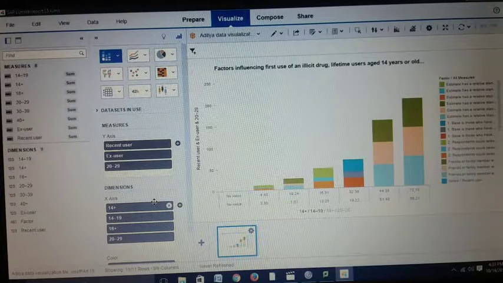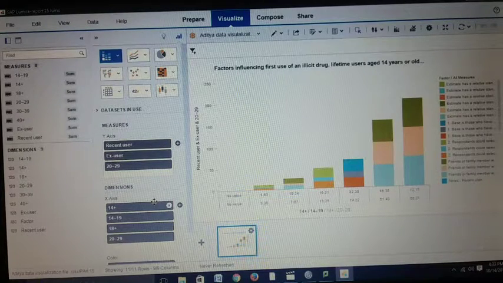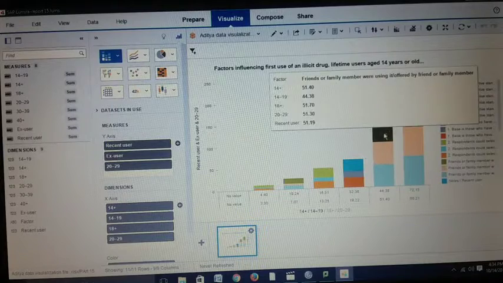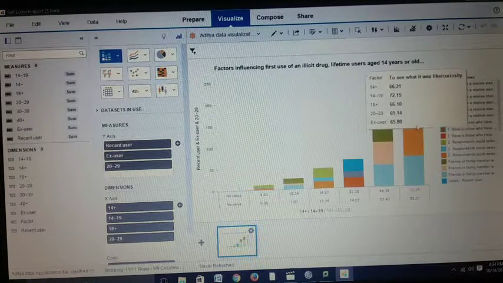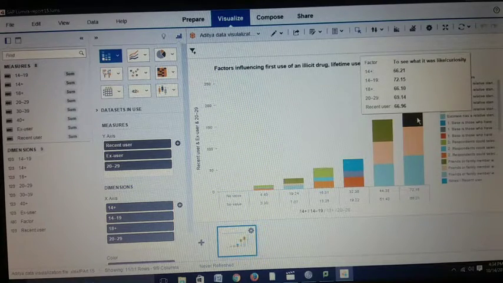And the last chart shows the factors influencing use of illicit drugs, lifetime users aged 14 plus, in the year 2013. The major factor that influences an individual to use drugs is seen as to see what it was like, or curiosity. An individual is curious to use drugs to know what will happen after using them.